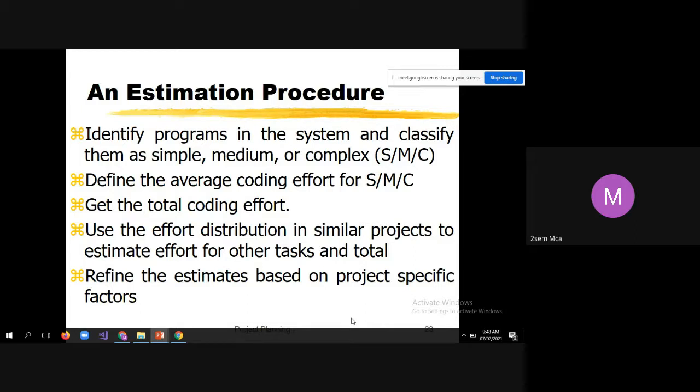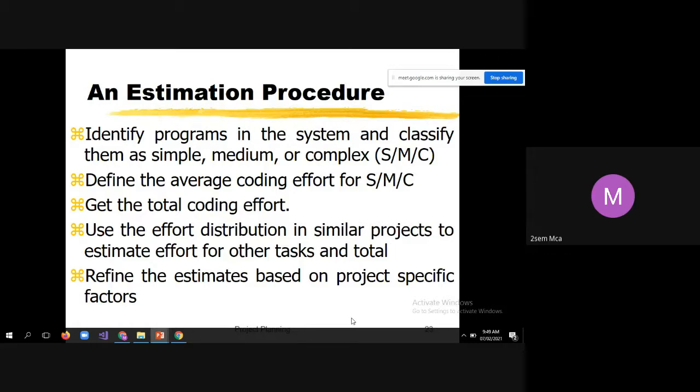Use the effort distribution in similar projects to estimate effort for other tasks and the total. That means you look at the previous projects, and similarly you calculate the effort for other tasks. So now this is for development. Similarly, for design, for example, say architecture is a simple design. It is simple to come up with an architecture diagram.